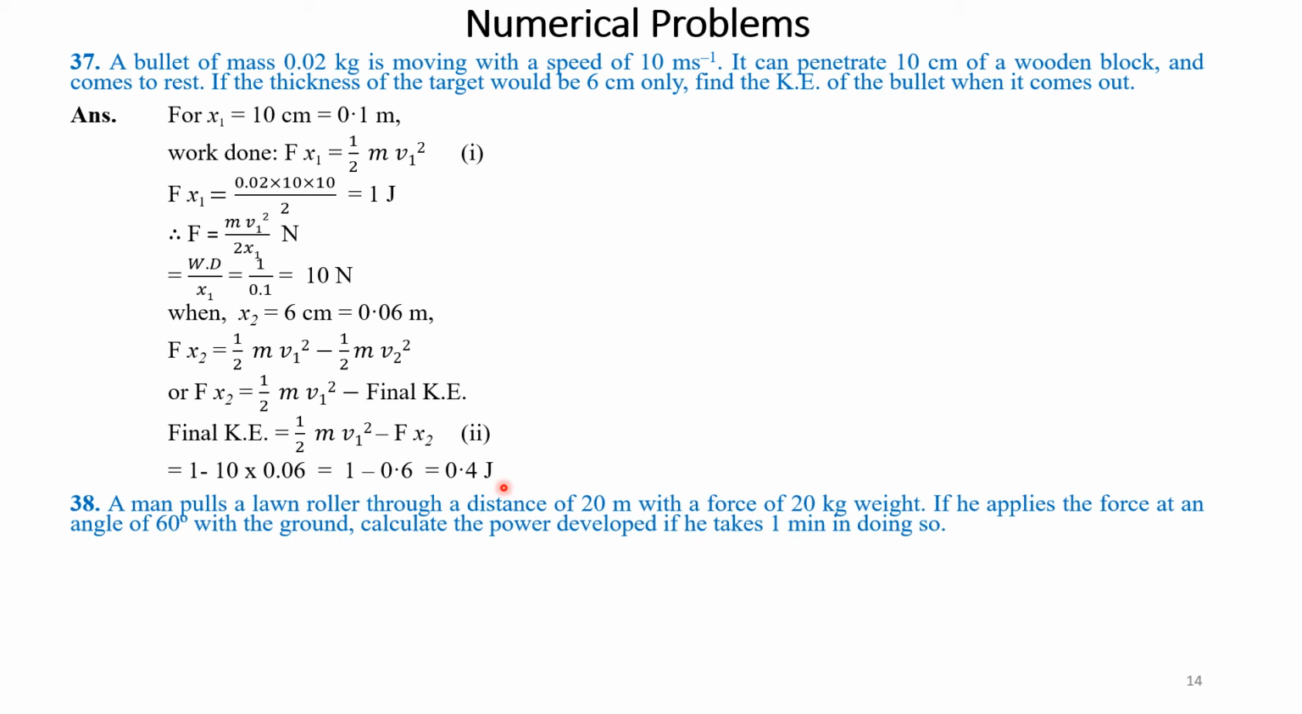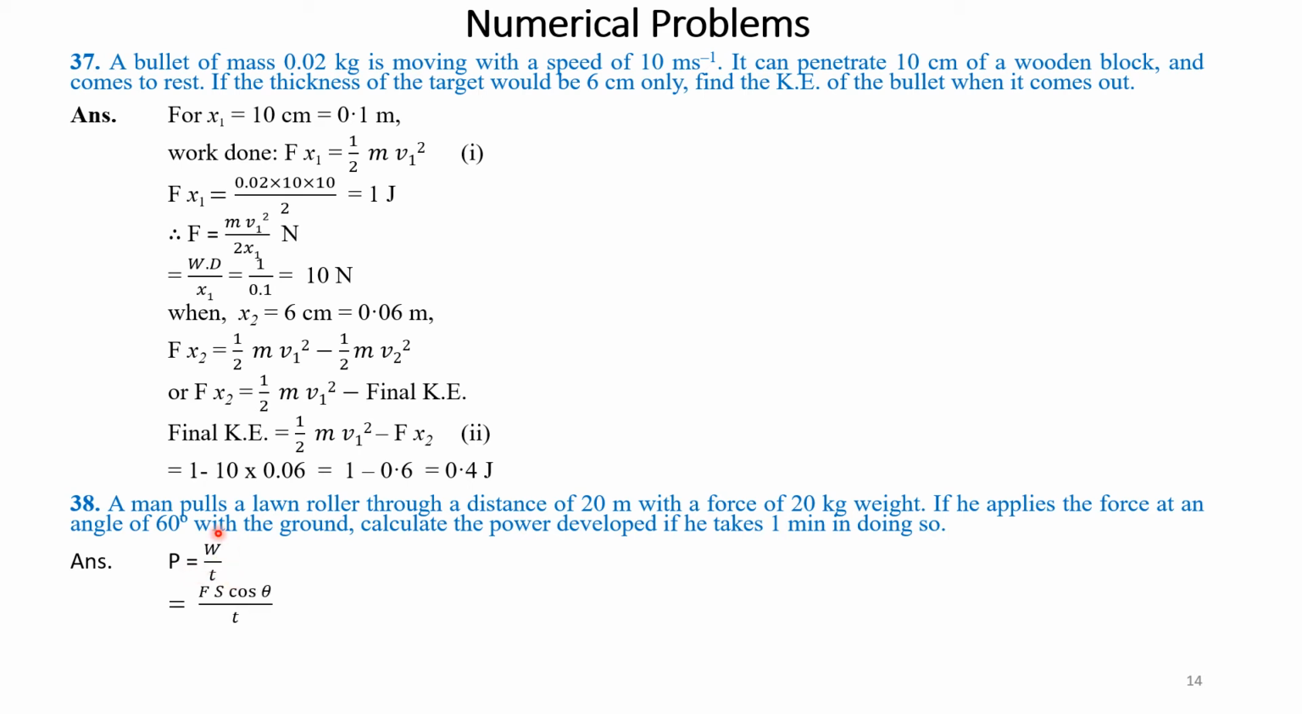Next question. Question number 38. A man pulls a lawn roller through a distance of 20 meters with a force of 20 kg weight. If he applies the force at an angle of 60 degrees with respect to ground, calculate the power developed if it takes 1 minute in doing so. Please note down the given values separately and write down in your notebook. So answer. We know power is equal to work done by time taken.